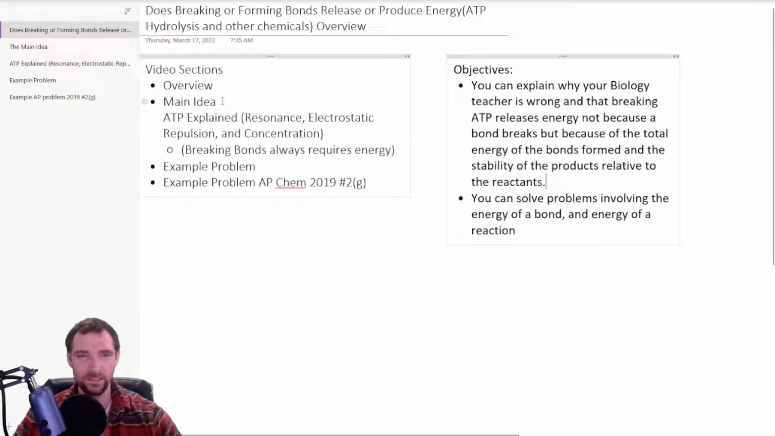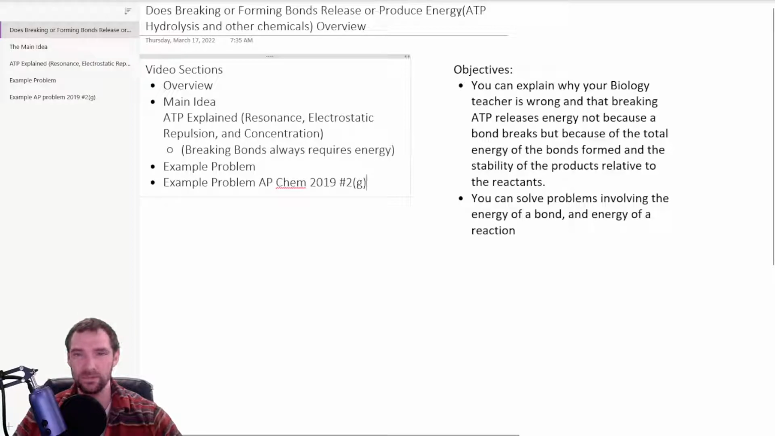We're going to go over the main idea, how this concept works in general, and also a little bit in the context of ATP. And then we'll go over why breaking down ATP gives off energy, and we'll talk about resonance, some electrostatic repulsion, and some stuff with concentrations. And then we're going to look at some example problems.